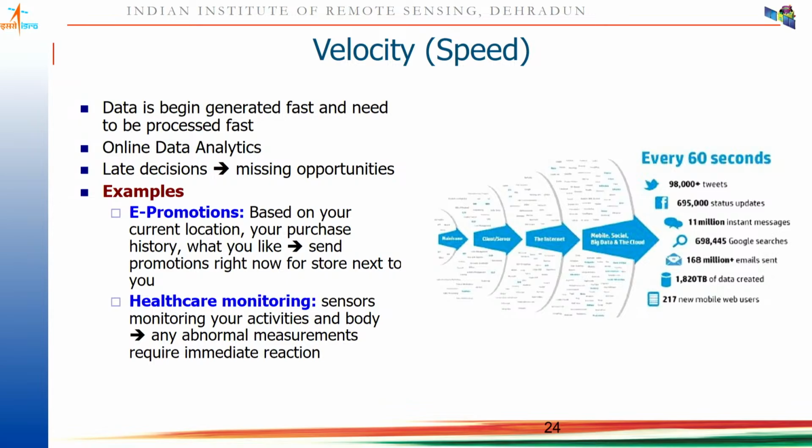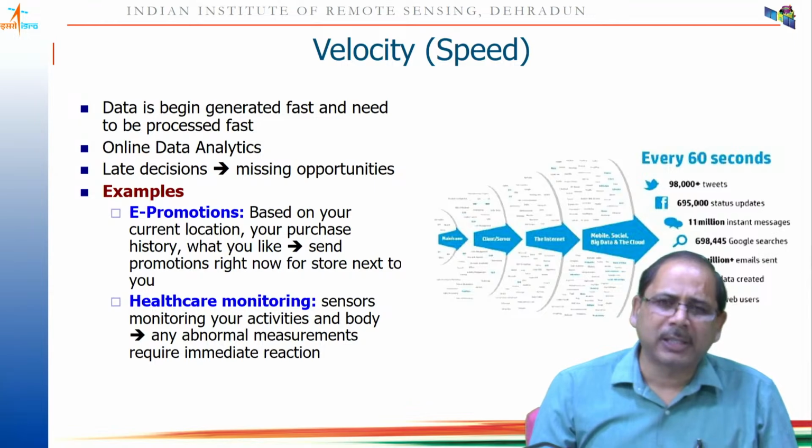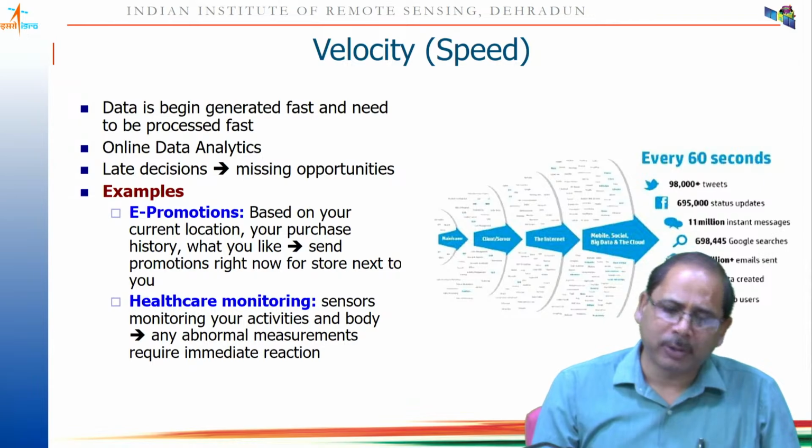Velocity, I already talked about it. It's not only sensor data. Velocity is applicable to market data, share market data, the banking sector, and so on. The updations are happening very, very fast. You take the example of UPI. How many transactions are happening per second? It's huge. So this is becoming a very, very important candidate for big data.